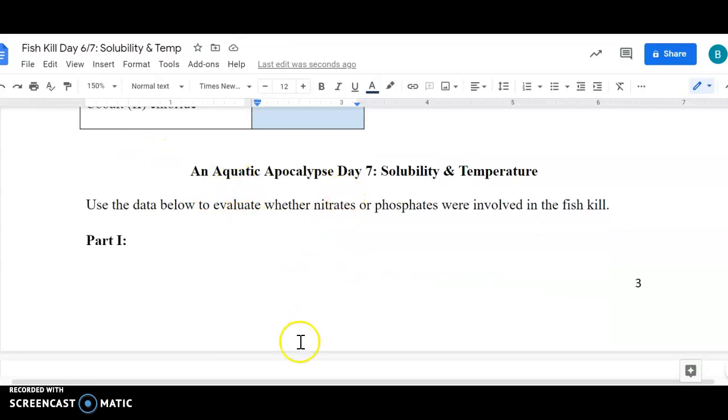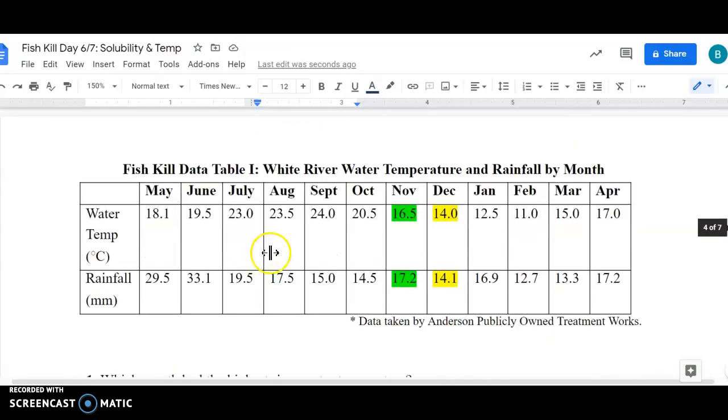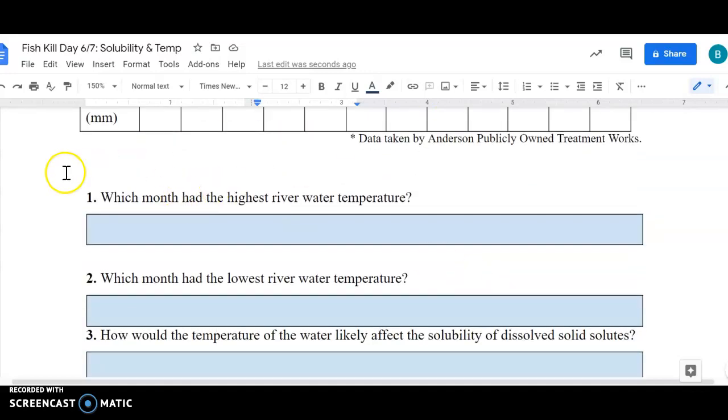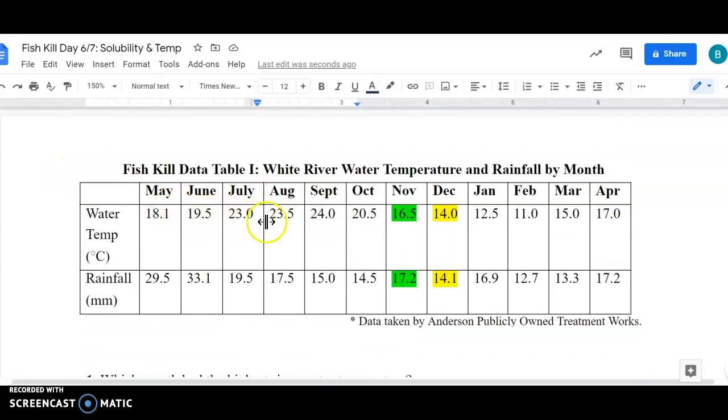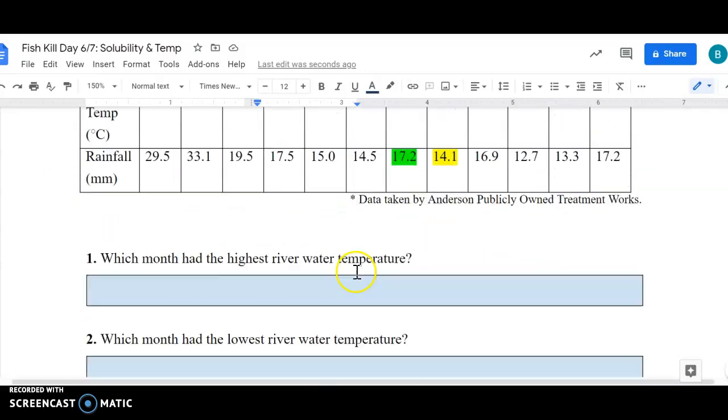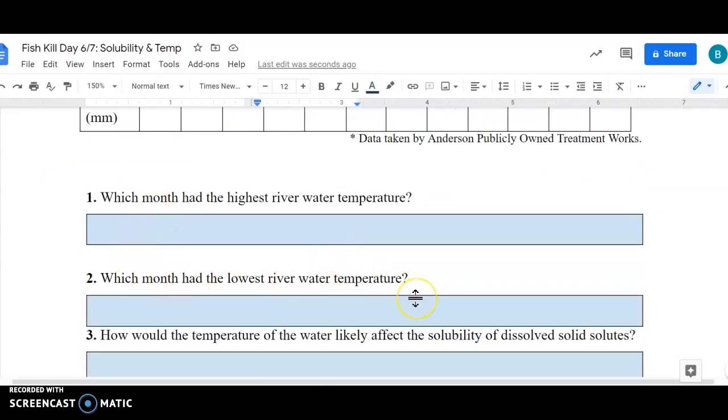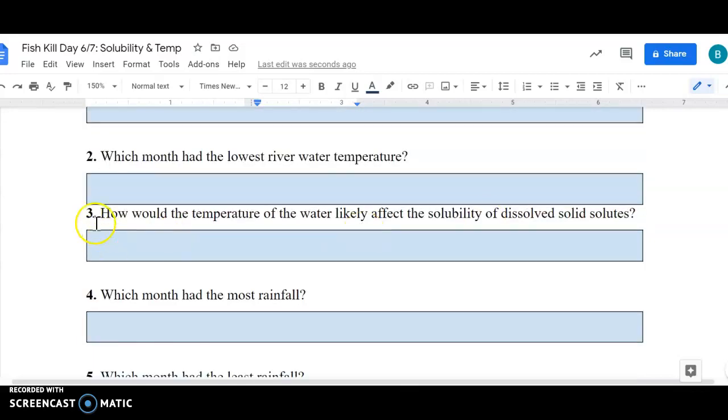Then we have day 7, solubility and temperature as well. So this gives us some data from the river itself. So you look at this information and answer the questions. Which month had the highest river water temperature? So which month has the biggest number here? Which month had the lowest river water temperature? Same thing. How would the temperature affect solubility of dissolved solids?